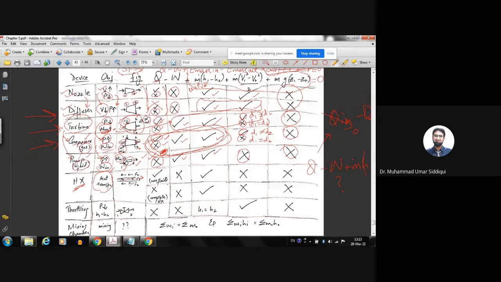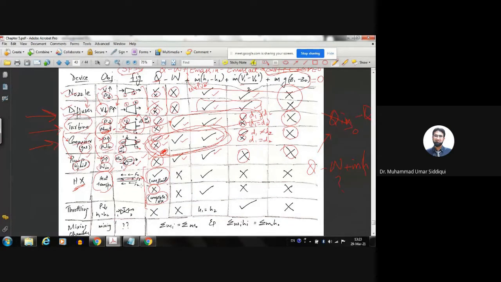Now it depends upon what our control volume is. If our control volume is the complete heat exchanger, then Q will not be there. But if our control volume is only one fluid, then Q will be there. So this is about Q. Is this clear? So what are the arrows indicating?